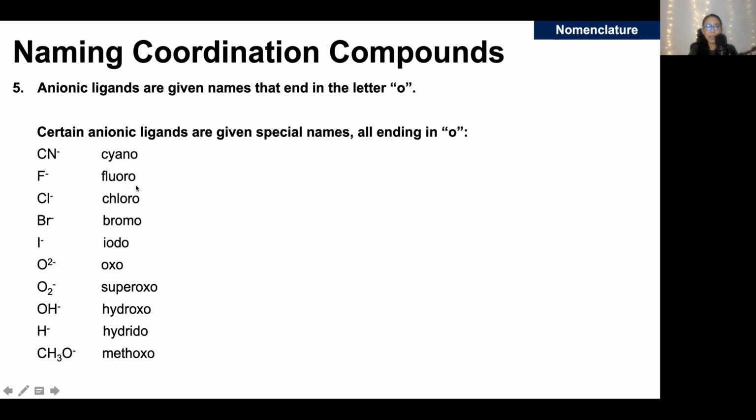Okay? And then you have anionic ligands with special names, but they still end in O, such as cyano for cyanide. So it's not cyanido, it's just cyano. Fluoride, it's not fluorido, but it's fluoro. And the same for your halogens. Oxide is not oxido, but oxo. This is superoxide. So two oxygens bonded with a negative charge. This is called superoxide, but its ligand name is superoxo, not superoxido.